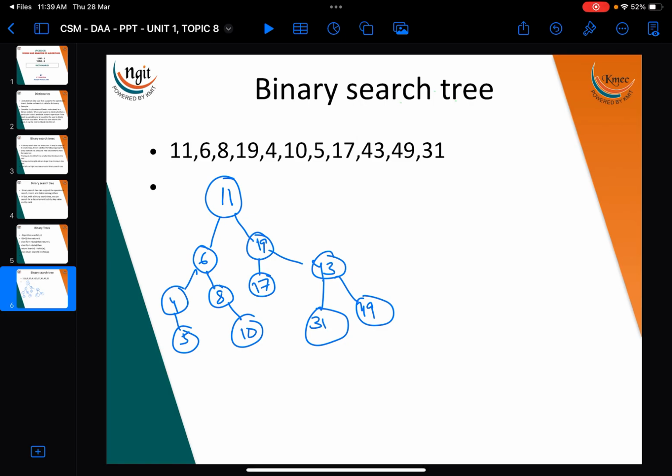We will be implementing dictionaries in binary search tree. Thank you all.